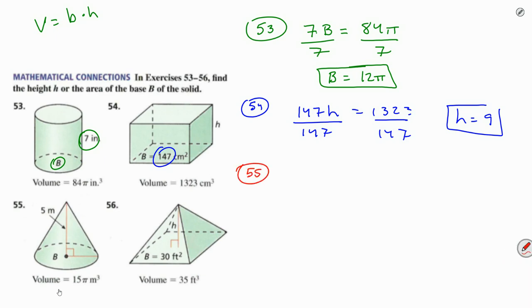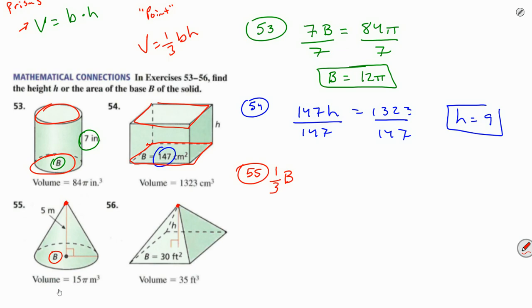55 here. We'll take the base times the height. Now, let me back up just a little bit. This is for what's known as prisms. Prisms have the same base on both sides, so they have matching bases, right? When we have pyramids or cones, things that come to a point, then our volume changes to 1/3 base times height. So now we want to do 1/3 in 55 because it comes to a point.